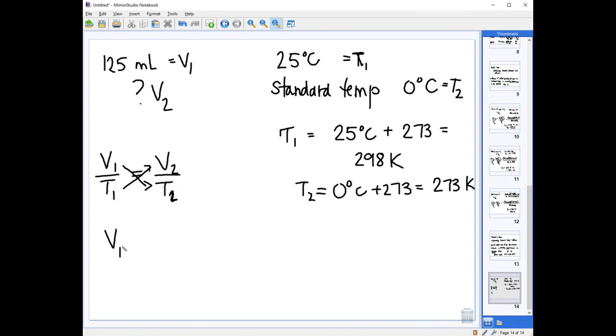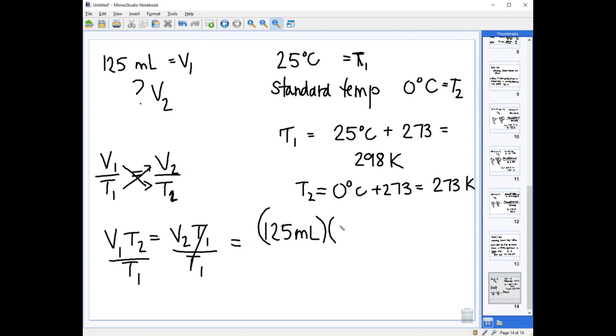Okay, I'm going to say V1 T2 is equal to V2 T1. I just cross multiplied here so I could get rid of my fractions. I'm looking for V2. I want to get V2 by itself, so I divide both sides by T1. Now I have V2 by itself, so I'm going to plug in my V1, 125 milliliters.